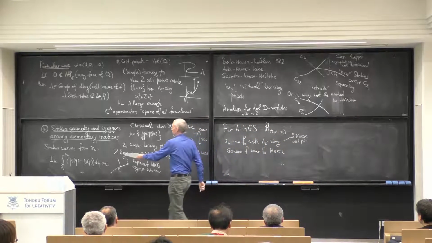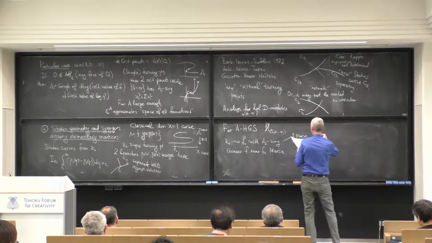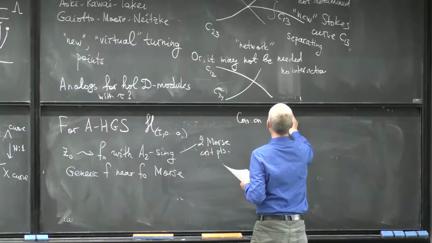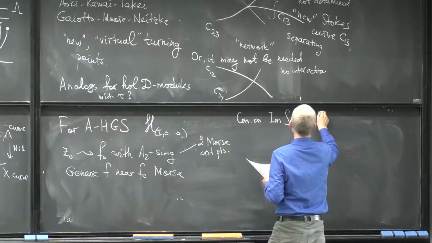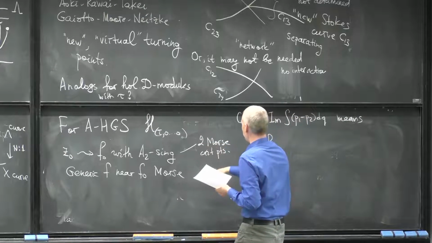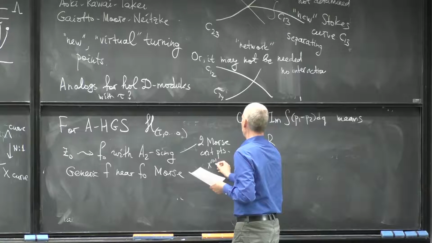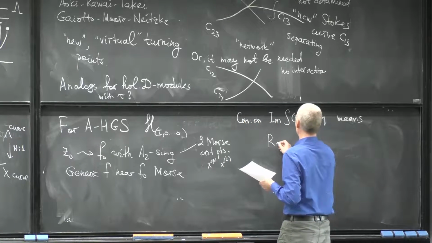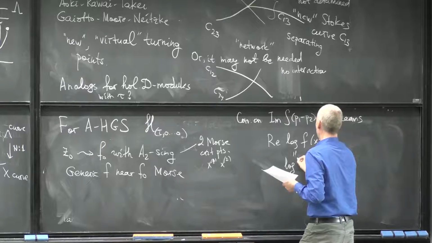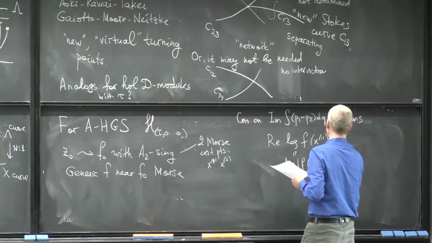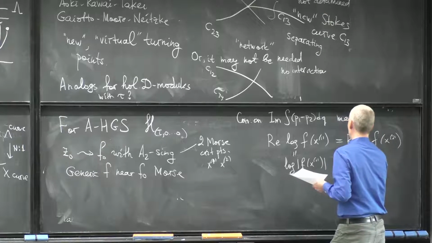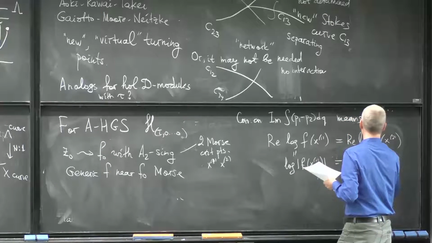Now, the condition of the imaginary part of the integral simply means the condition on the imaginary part of the integral P1 minus P2 dq means that, suppose we have two Morse critical points, let's call them x1 and x2, that real log f of x1, which is the logarithm of the absolute value of f of x1, equals real log f of x2, which is the logarithm of the absolute value of f of x2.